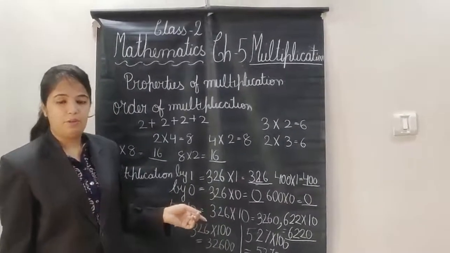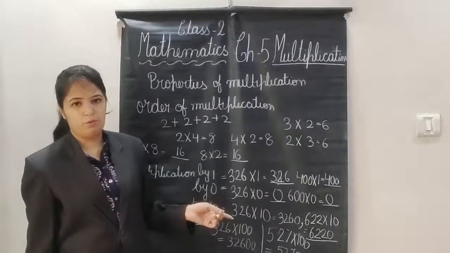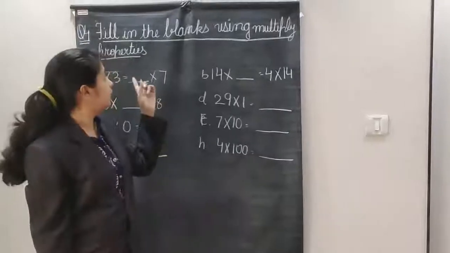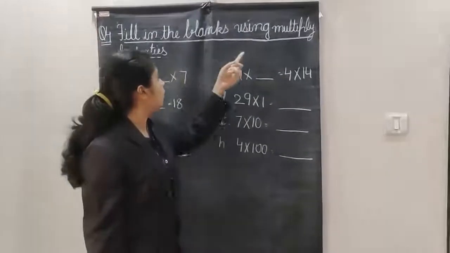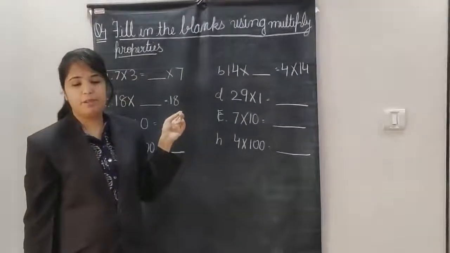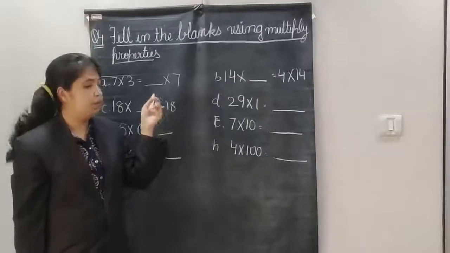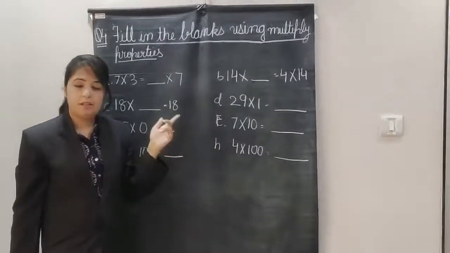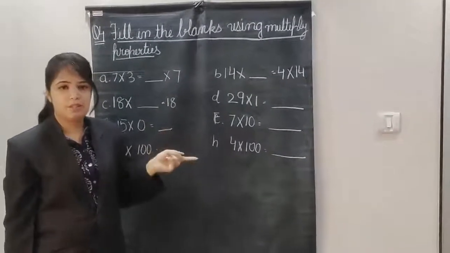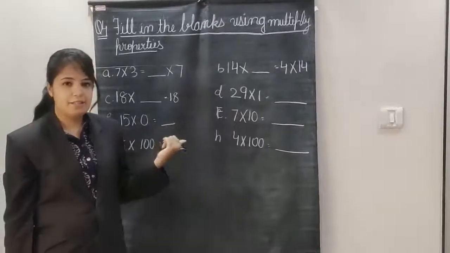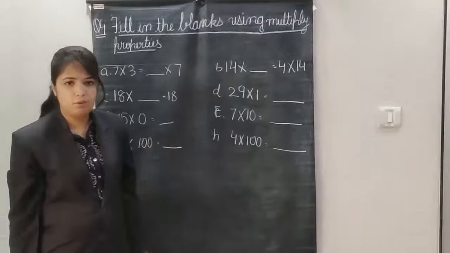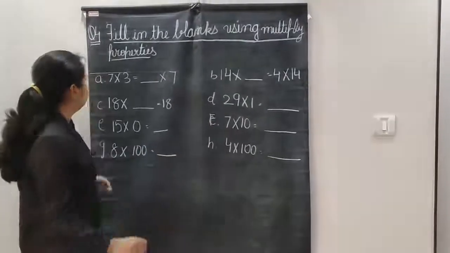Now come, let's go forward and do the exercise from the course book. This is course book exercise question number 4. Fill in the blanks using the multiplication properties. We will do this exercise based on the multiplication properties, right? It is on page number 70 in the course book. You have to see the answers and write the answers in the course book. So come, let's do it.